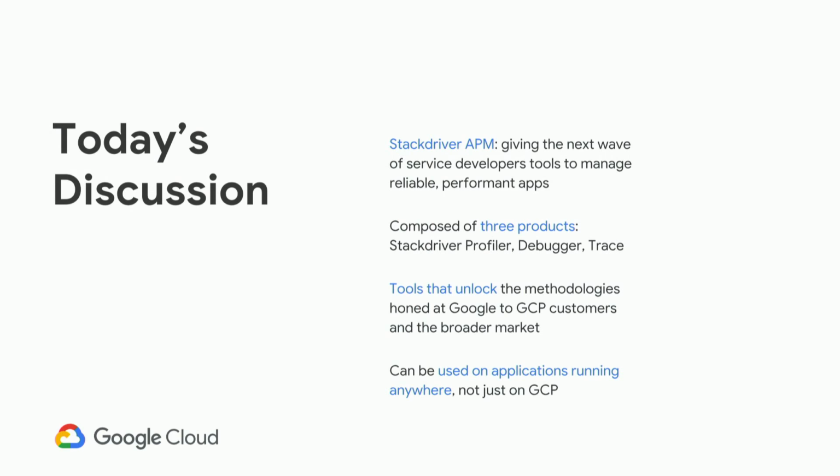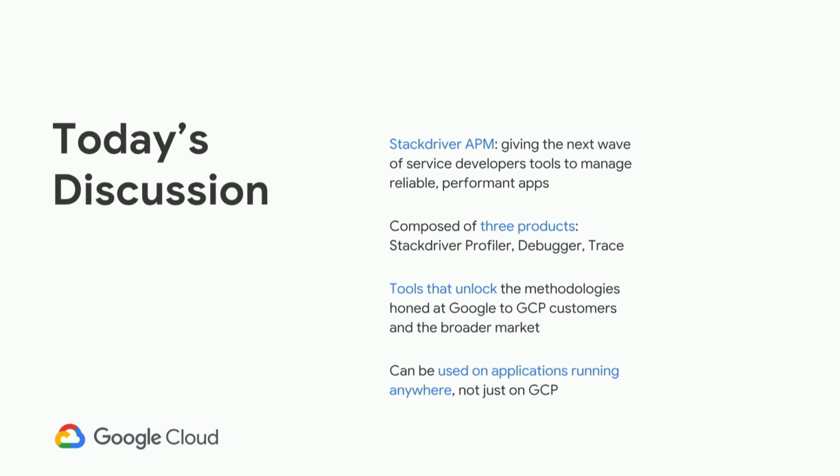So as I mentioned, we're talking about Stackdriver APM today. It's the tools that we offer that allow the next wave of service developers to manage their apps as reliably and performantly as we do at Google. Stackdriver APM is composed of three products: Stackdriver Profiler, Stackdriver Debugger, and Stackdriver Trace. I'll go and do an overview of these products in a few minutes, and then we'll do a live demo.